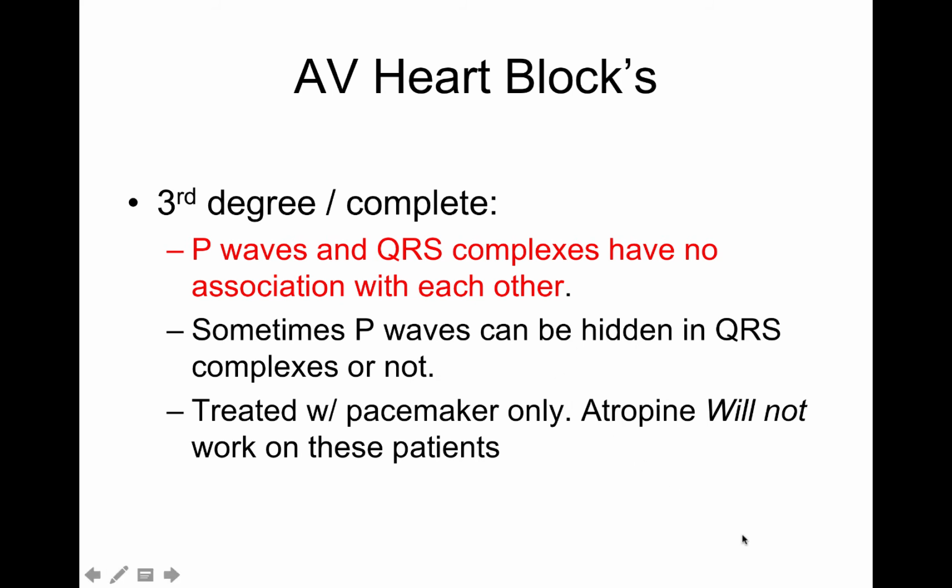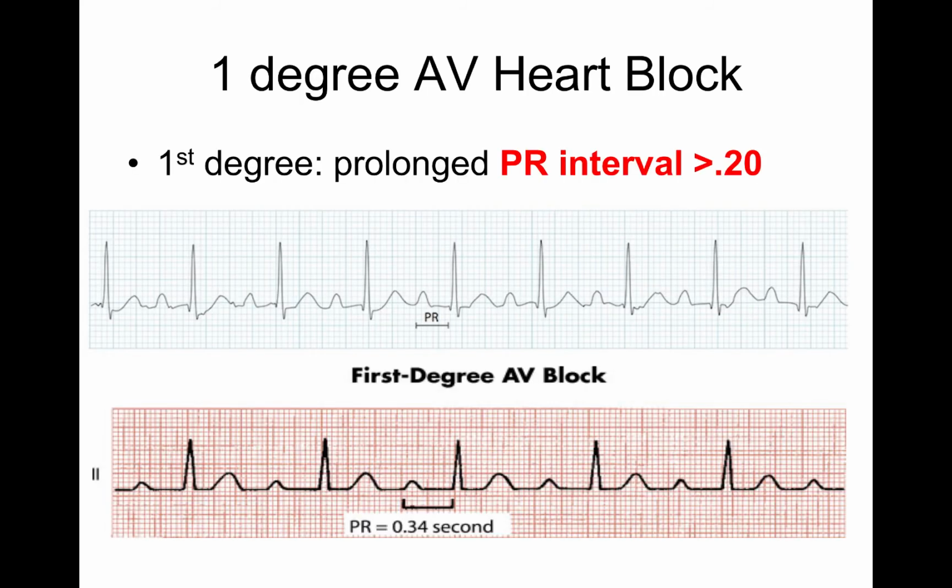And so how we treat these, or what we call high degree blocks, is usually with electrical therapy. Atropine will not work on these patients because there's a disassociation between the two. And what happens with atropine or any like epinephrine, what we're going to end up doing is stimulating the atria, and you're going to cause so much trouble that you don't want to do. So not a good thing.